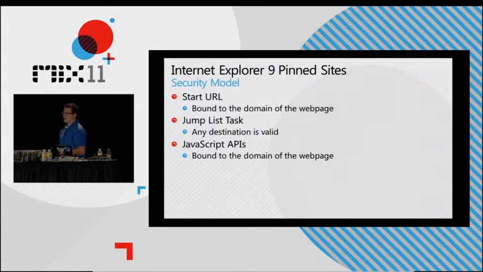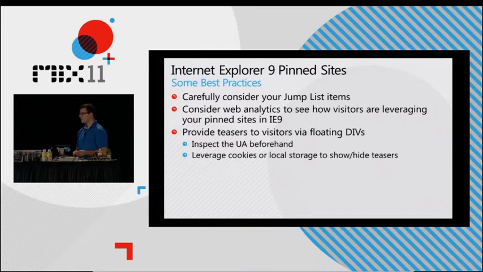The jump list tasks, those ones that I said, you have a maximum of 5, and they can go to any destination. But the APIs themselves, as I said before, are bound to the page. Now some best practices. Carefully consider your jump list items.